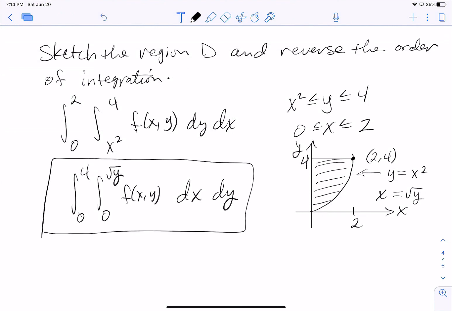Folks, sometimes I put something like this on a test and somehow someone gives me a numerical answer. There's not even a function in here. We have f of x, y, that's the integrand. It needs to be there because we didn't change what we're integrating. We just reversed the order of integration.